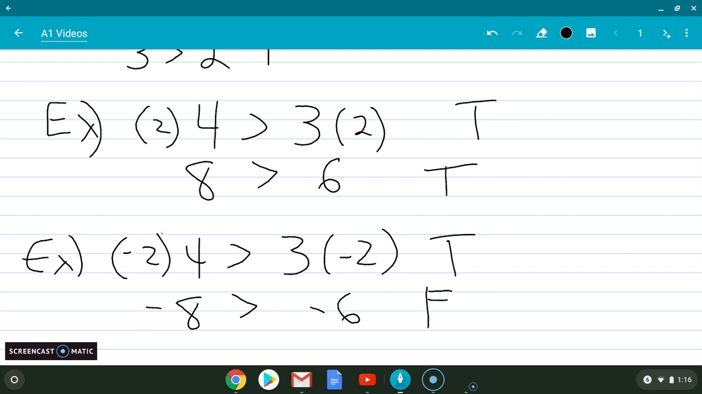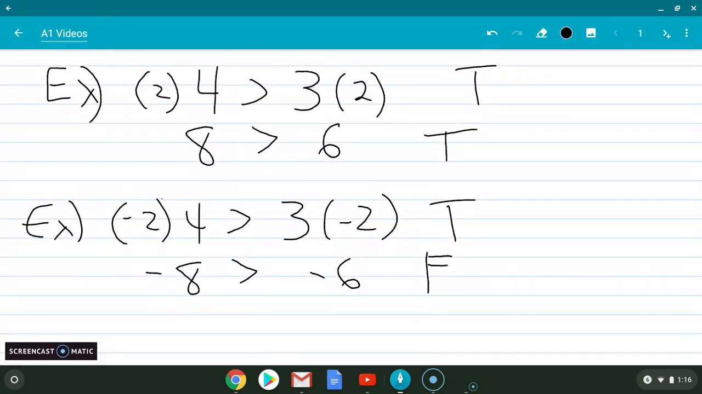So what we've learned here is that the multiplicative property of equality does not translate to inequalities, even though the additive property of equality does translate. In other words, it works for both. Well, it doesn't mean we can't do this. What it means is we just have to be careful.